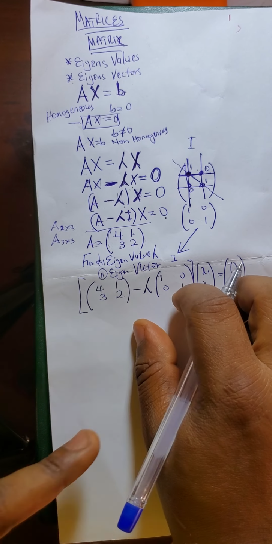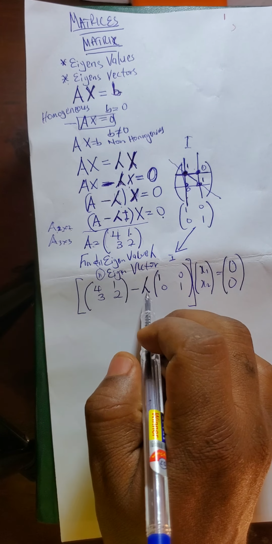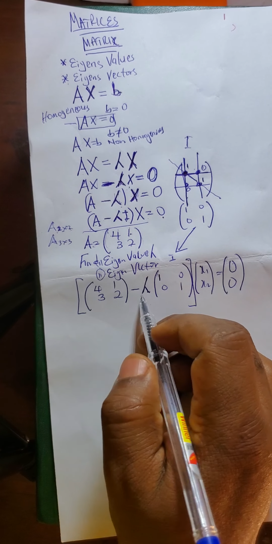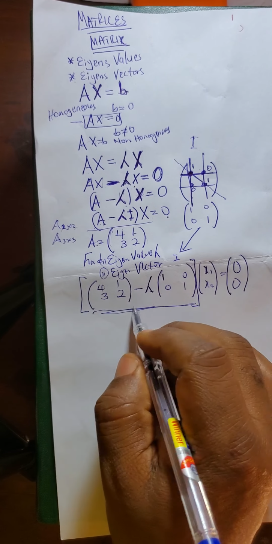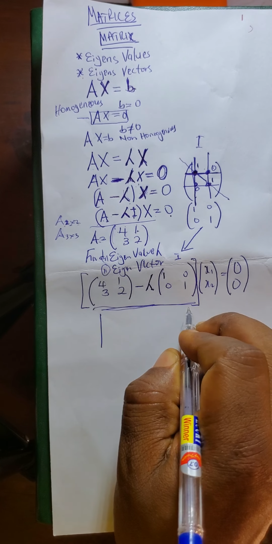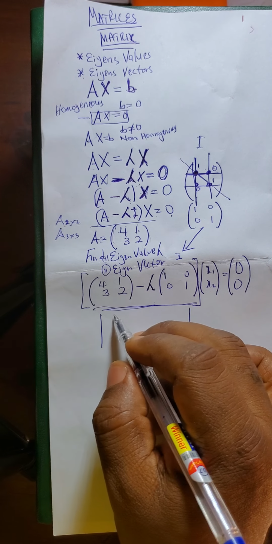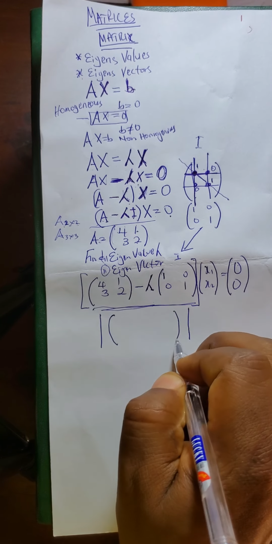So the next thing we are going to do to find the eigenvalue is to find the determinant of this matrix that is here. You put the determinant sign here to show that you want to find the determinant. So we have the determinant of this content. And now, how do we get this content out?